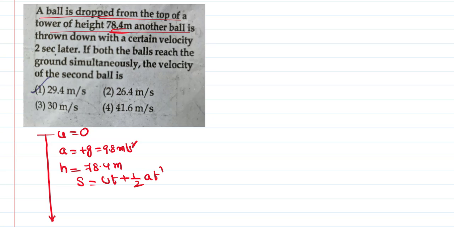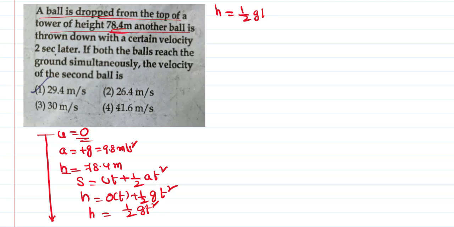That's the equation of motion. Here S is h. u is 0 because it's a freely falling body, so 0 into t. a is plus g, so the equation comes out as half gt square. So h equals half gt square is the equation for the first case of the problem, and you substitute the data. The h value is 78.4.